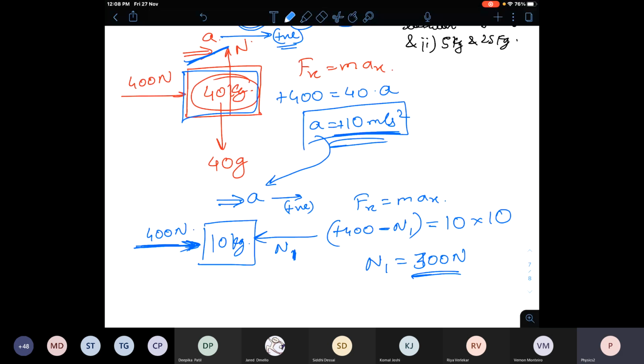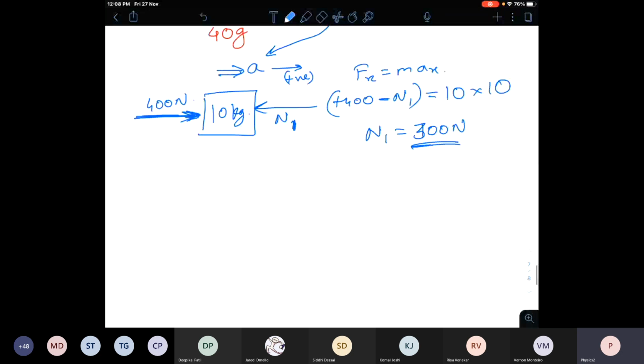Now what about the second normal reaction, between the 5 kg and 25 kg? For that, you can study the 5 kg block. How? Let's see. Bring out the 5 kg block.